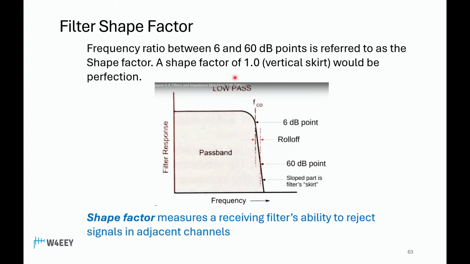A shape factor of 1.0, a vertical skirt, would be perfection. And with digital filters, digital signal processing, you can get really, really close to a vertical skirt. That would also be called a brick wall filter, because frequencies just outside are going to hit the brick wall, and they're not going to get in. So shape factor measures a receiving filter's ability to reject signals in adjacent channels. Important to know.